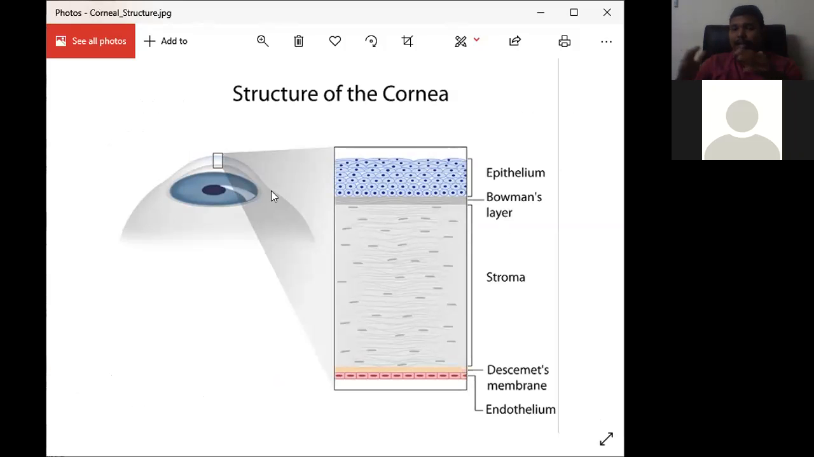This curvature is maintained by the descemet's membrane, which is the strongest layer, right? This descemet's membrane is stiff and retains the shape of this curvature. If the shape of the curvature is lost and the cornea becomes flattened, it is called cornea plana.